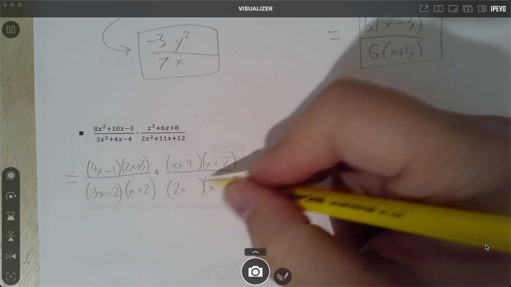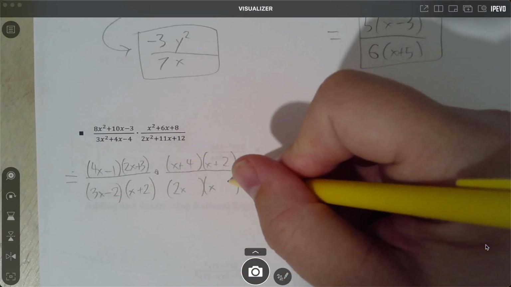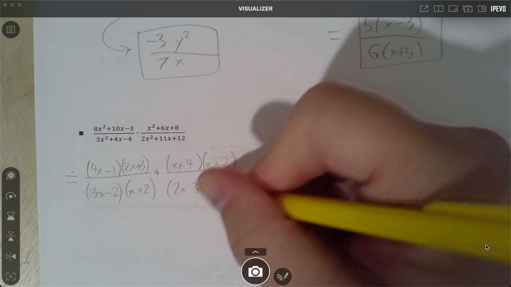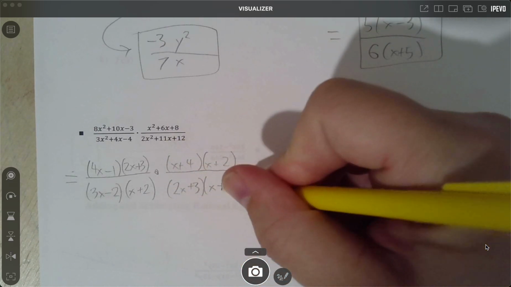If it was 6 and 2, that'd be 12 and 2. I can't make 11 out of that. If it was 4 and 3, that feels right. That'd be 8 and 3, and I can add to make 11 out of those. They both have to be positive.